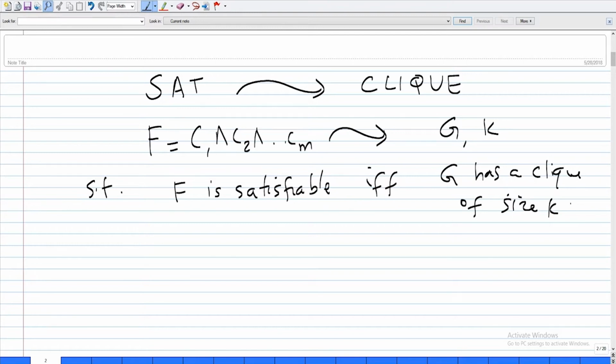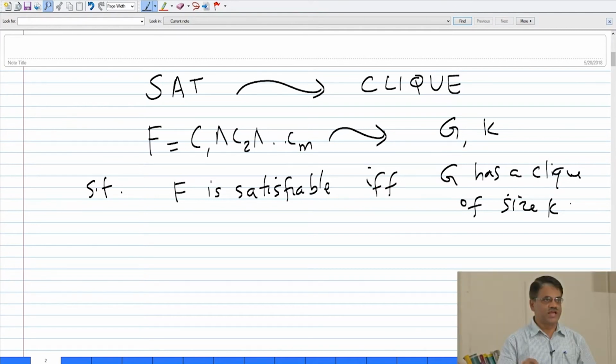So, why do I even think that this reduction would be possible? What are these properties? Let's think about it, before I construct the graph. What is it I want my assignment to satisfy? The assignment should simultaneously satisfy these M clauses. Well, here I want a clique, a set of vertices such that every pair of them is adjacent. That is the property I want.